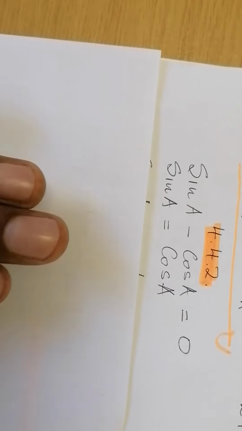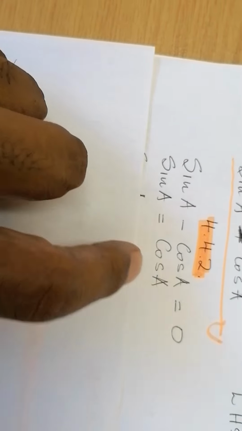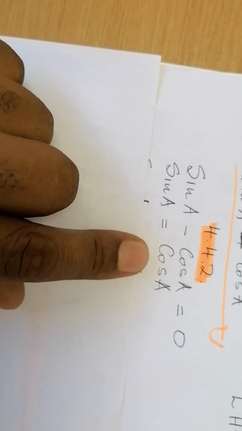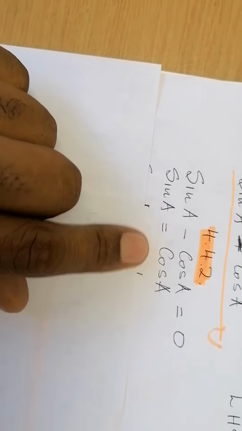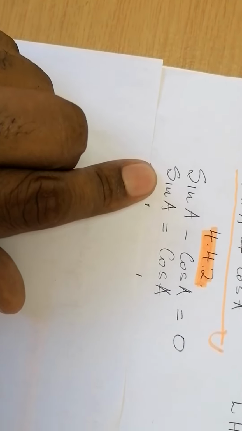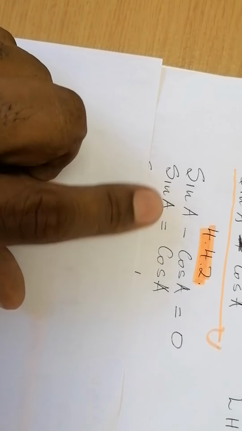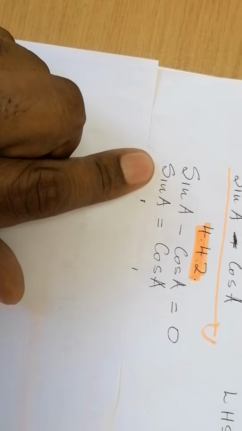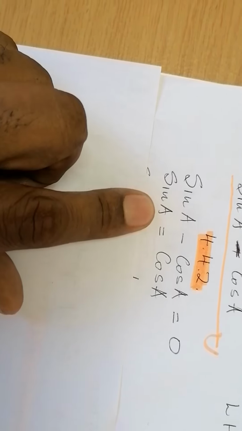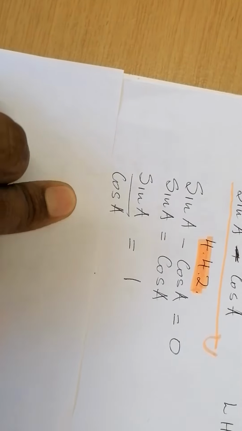Then I simplify this. I took cos A to this side, and it becomes positive. Then I remembered that sine A divided by cos A is tangent A. That is why I'm going to divide both sides by cos A, because I'm looking for angle A. Now, I did exactly that.